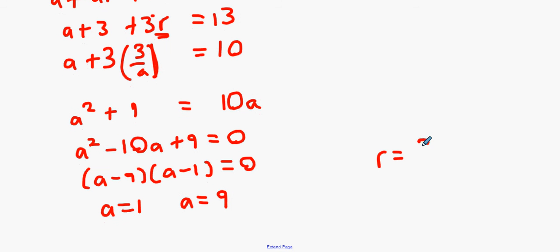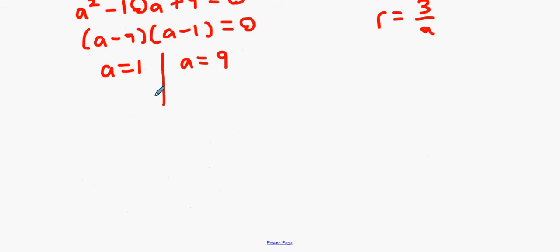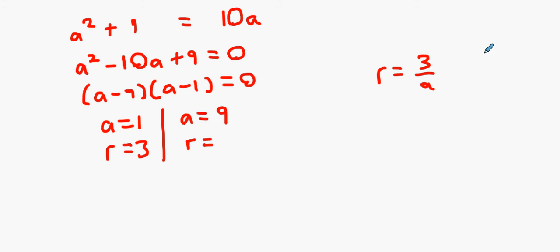R equals 3 over A. So what's the R value of the first one? What's 3 over 1? 3. And what about the second one? The R value will be 3 over 9, which is, anybody? 1/3. Do those two answers work out?